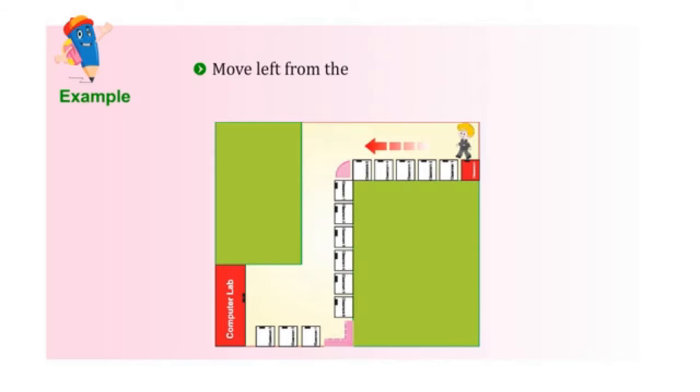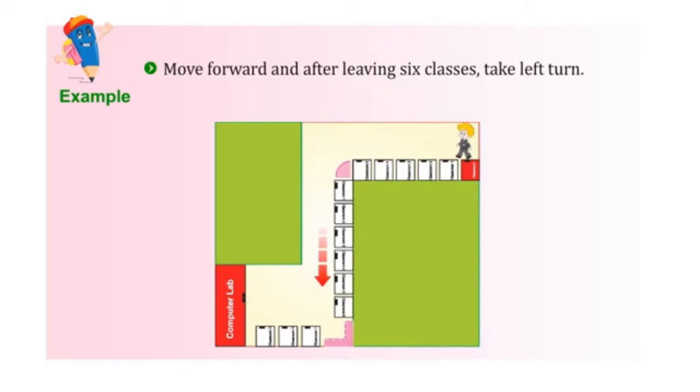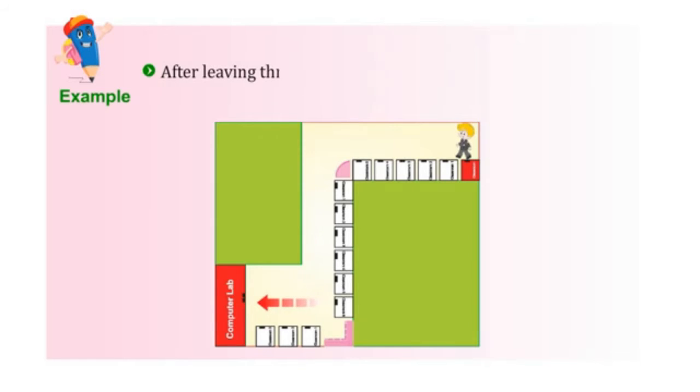Move left from the class and go straight. After leaving 5 classes, take a right turn. Move forward and after leaving 6 classes, take left turn. After leaving 3 classes, you will reach the computer lab.